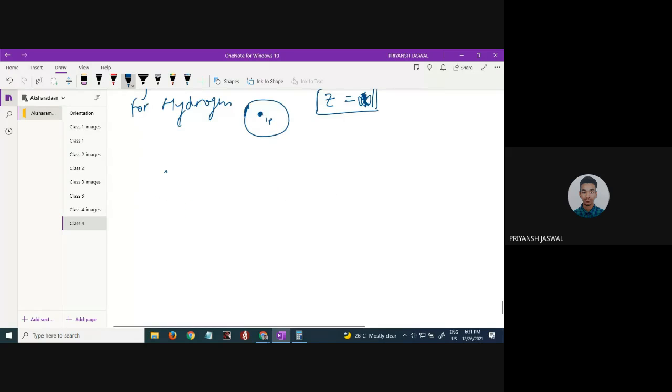For carbon, say, carbon has 6 protons and its mass number is 12. So there are 6 protons, and 12 minus 6, that is mass number minus number of protons, is equal to the number of neutrons. So Z is equal to 6 for carbon, that is 6 protons.